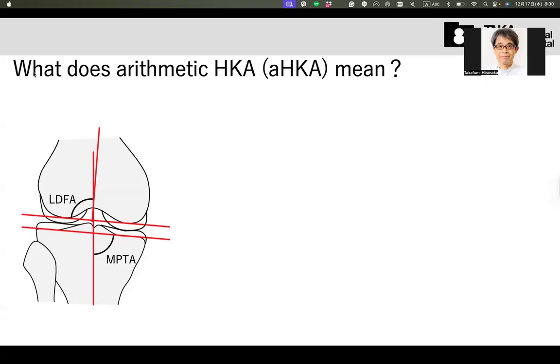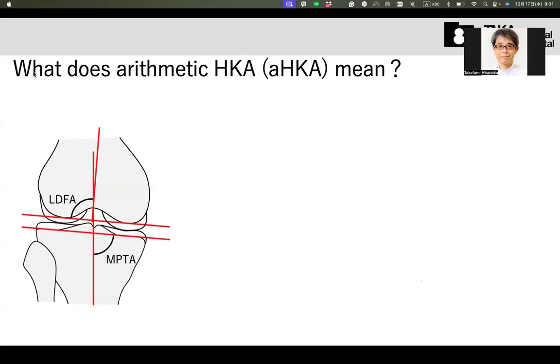Okay, now let's start. Today I'll talk about arithmetic HKA. Arithmetic HKA is very important in current TKA techniques such as kinematic alignment, because arithmetic HKA displays the patient's native alignment, especially the global alignment, that is expressed as HKA.